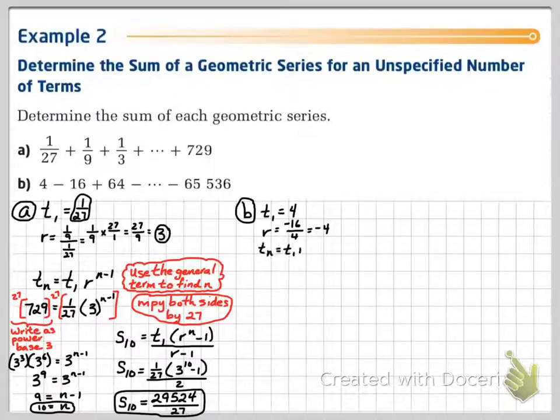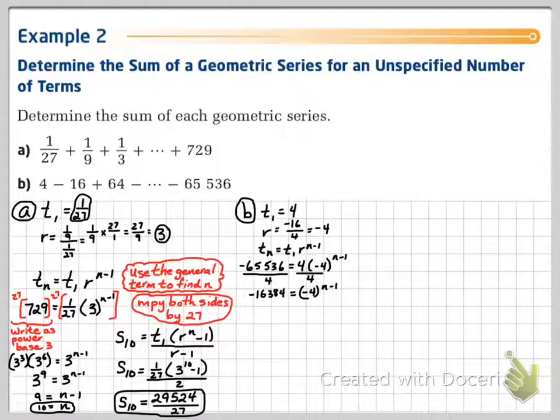So again, Tn is T1 times r to the power of n minus 1. The last term is negative 65536. Term 1 is 4 times negative 4 to the power of n minus 1. First thing I'm going to do to solve this is divide both sides of this equation by 4. And I get negative 16384 is equal to negative 4 to the power of n minus 1.